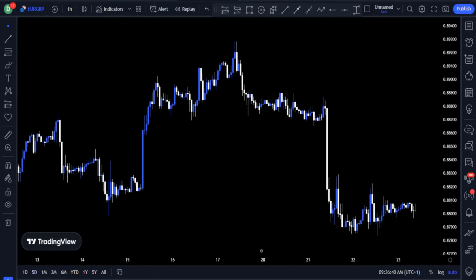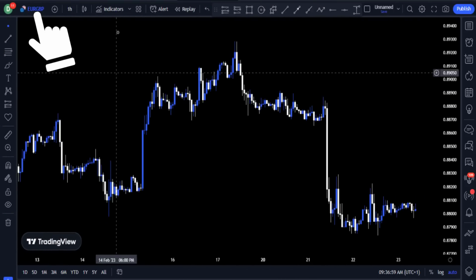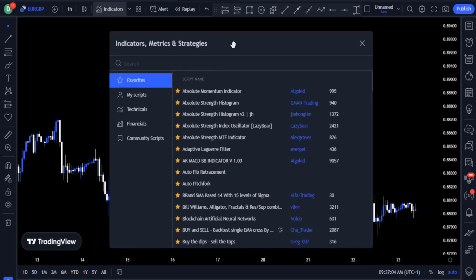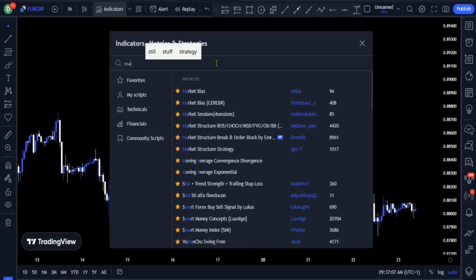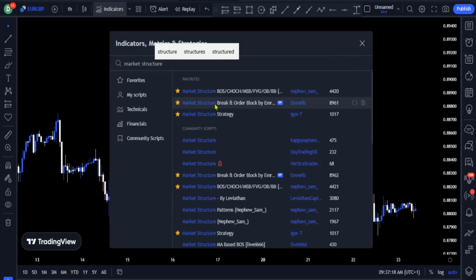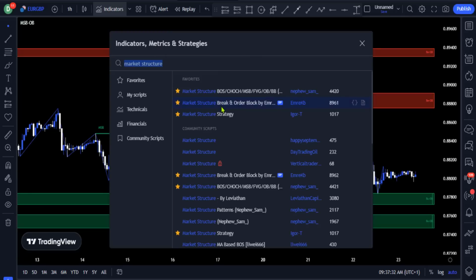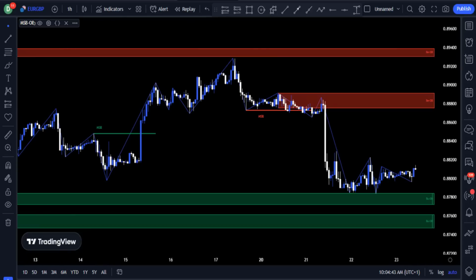Here on the chart, we are open to the price chart of the Euro-GBP currency pair, so head on over to the Indicators tab again, and type in Market Structure Break in Order. As you can see, the indicator is this one, displayed on the second line, which was created by Imre KB. So click on it to add the indicator to our chart. Now, let's quickly review its settings.